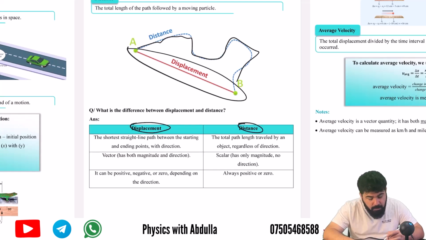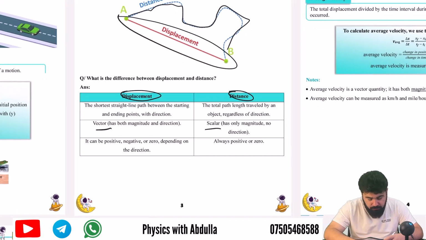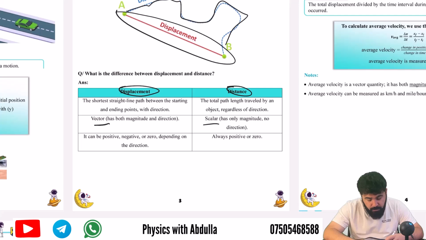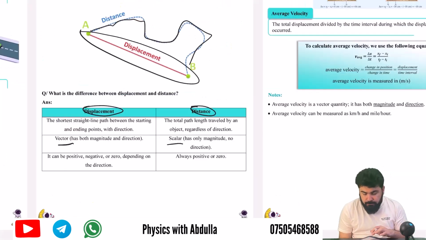It's really important. Displacement is the shortest straight line path between two starting and ending points, okay, with direction, of course. The total path length traveled by an object regardless of direction. This is distance. Displacement is a vector quantity. It means it has both magnitude and direction. Distance is a scalar quantity, which means it only has magnitude, with no direction. Displacement can be negative, it can be positive, or it can be 0. Okay, distance can always be positive, or it can be 0.